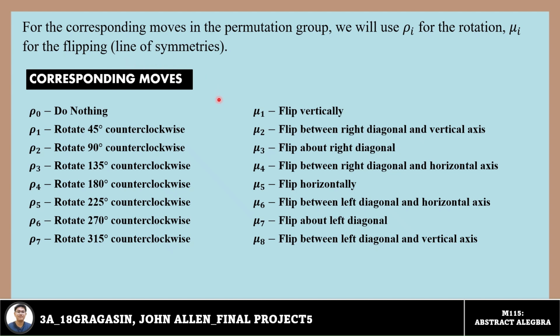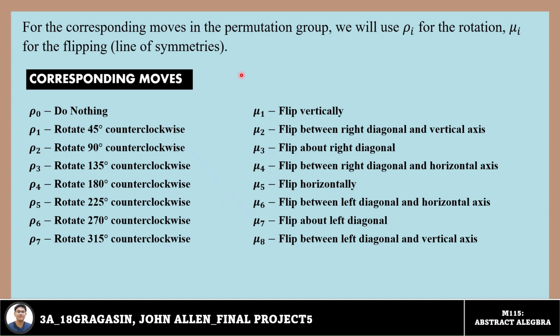For our corresponding moves, we have here rho sub 0 for do nothing, rho sub 1 rotate 45 degrees counterclockwise, rho sub 2 rotate 90 degrees counterclockwise, rho sub 3 rotate 135 degrees counterclockwise, rho sub 4 rotate 180 degrees counterclockwise, rho sub 5 rotate 225 degrees counterclockwise, rho sub 6 rotate 270 degrees counterclockwise, and rho sub 7 rotate 315 degrees counterclockwise.